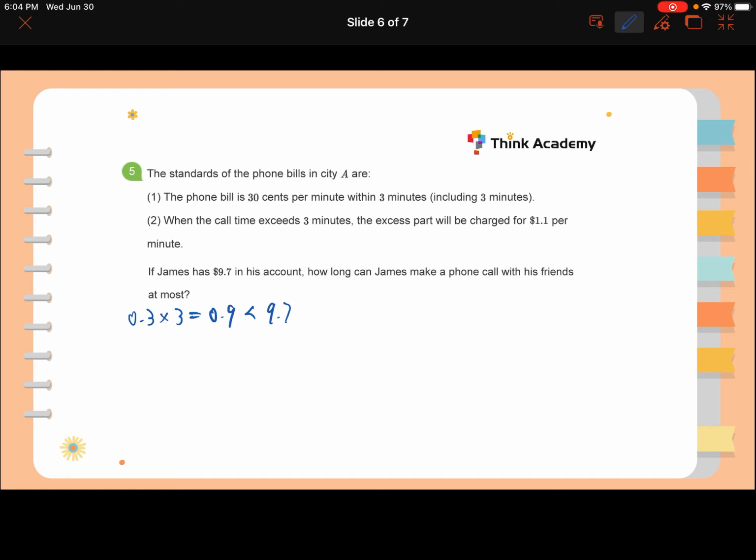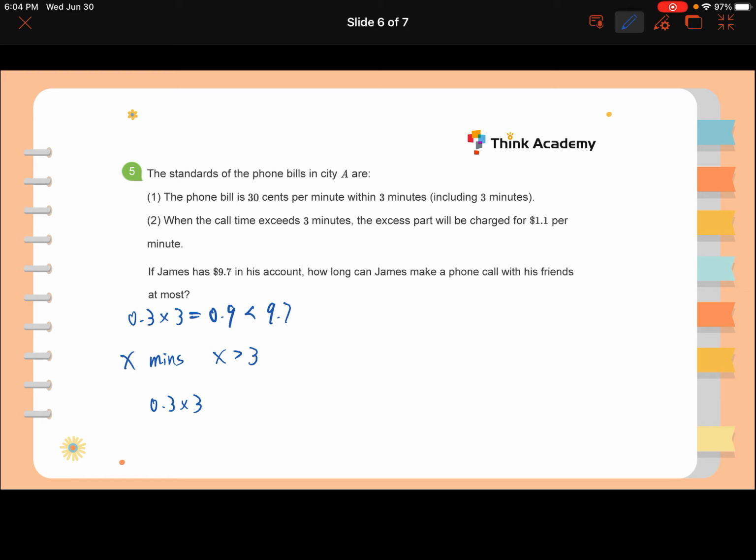But once he calls more than 3 minutes, he will have another standard to charge his money. So now after the 3 minutes, the excess part will be charged at $1.1 per minute. So assume that James makes a phone call of X minutes in total. So X minutes in total. And we know that X will be greater than 3 because he can make more than 3 minutes of phone call. Now the bill will be 0.3 multiplied by 3.